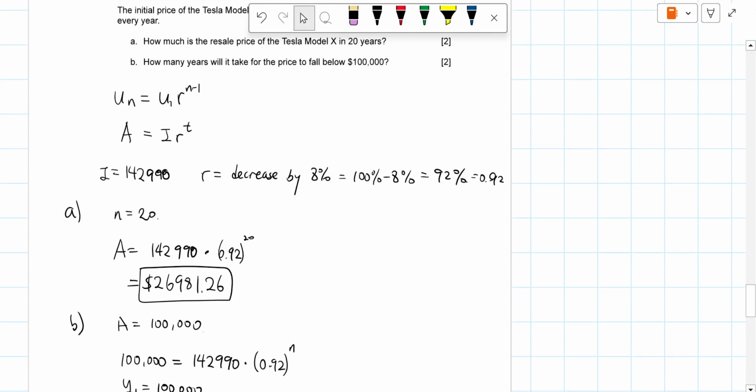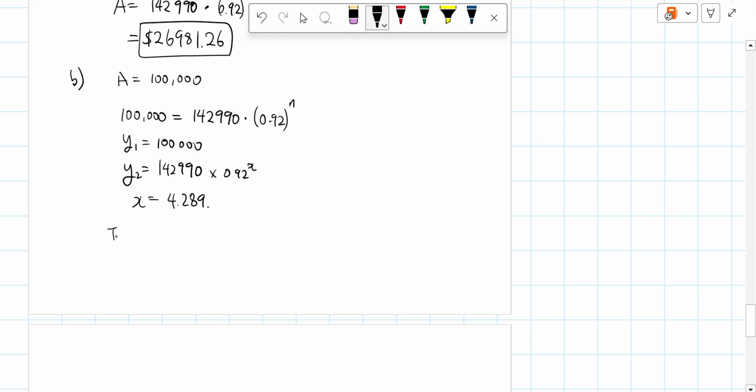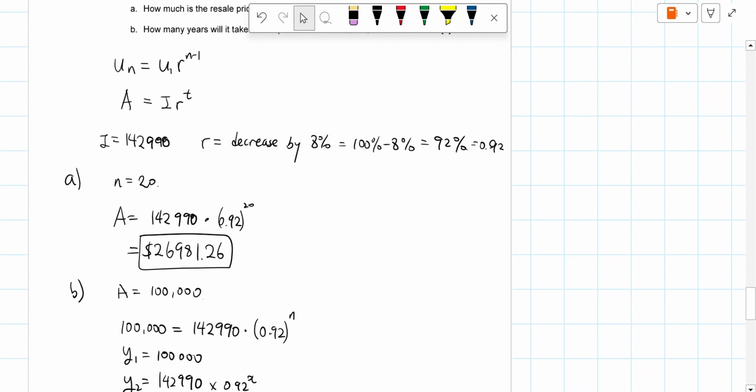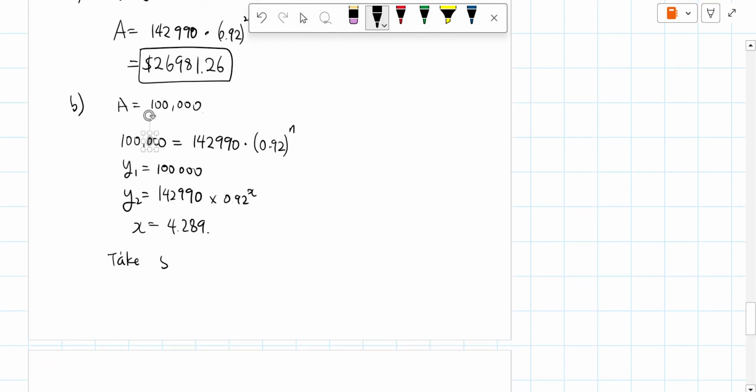Now to answer the problem, how many years will it take for the price to fall below 100,000? Well, it's going to take more than 4 years. If I say 4 years, if I round down, it's going to be incorrect because after 4 years, it won't be less than 100,000. So it'll take 5 years to go below 100,000.